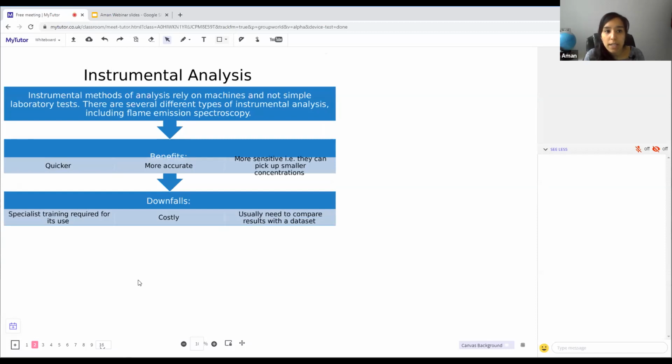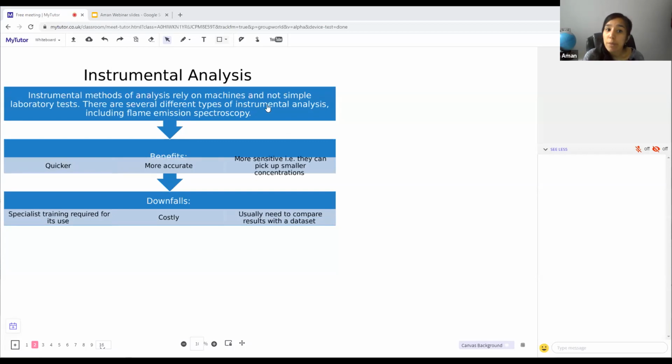So instrumental analysis, as I said, these aren't simple chemical tests. They're things that we do that rely on machines. On Monday, we looked at things like testing for carbonates, doing flame tests, and these are all simple tests that we can do ourselves. We don't have to be trained for it, whereas instrumental methods rely on machines. So we call those instrumental analysis. We don't call them simple analysis, which is the simple laboratory tests that we've been doing.